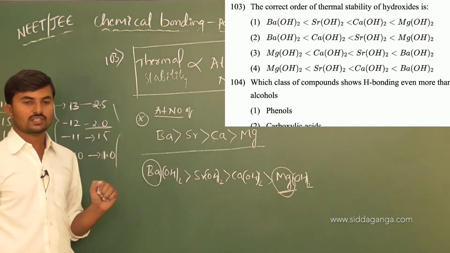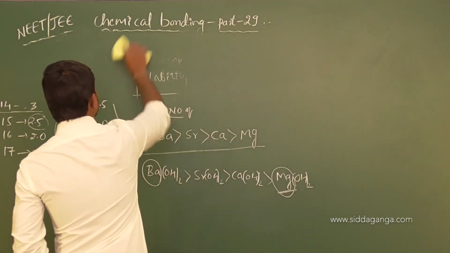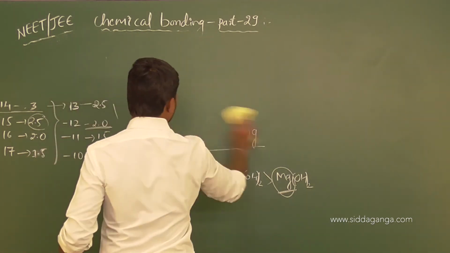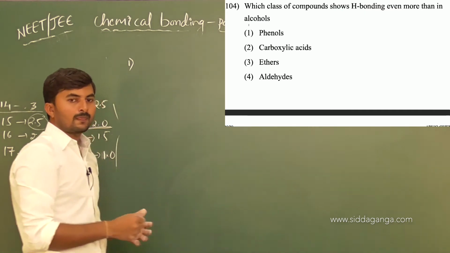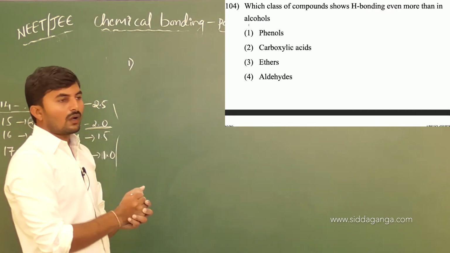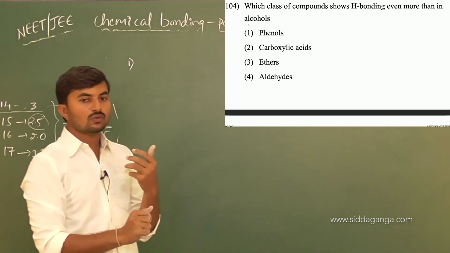Yes, the next question. So the next question is, which class of compounds show hydrogen bonding even more than in alcohols? So the question is, which one shows maximum hydrogen bonding compared to alcohols?